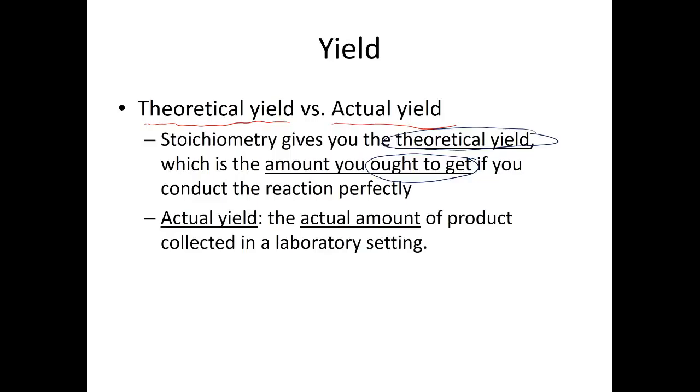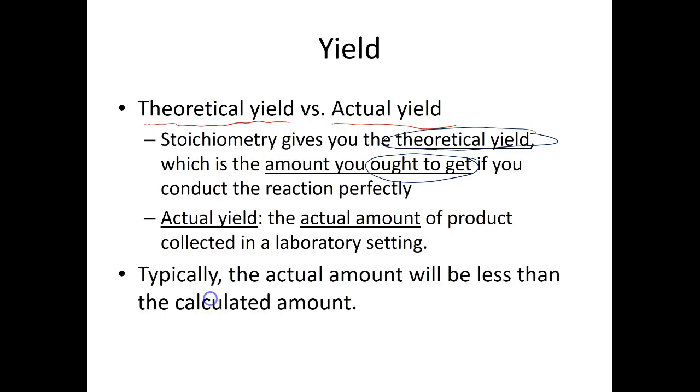You guys have done a lab already where you calculated a percent error. A percent yield is very similar to the percent error. There's just fewer numbers involved, and it's probably a better way to look at the yield of a reaction than the percent error is. We really want to know how much you got, not how much you screwed up by, but we'll get to that. Typically, not always, but typically the actual amount will be less than the calculated amount.